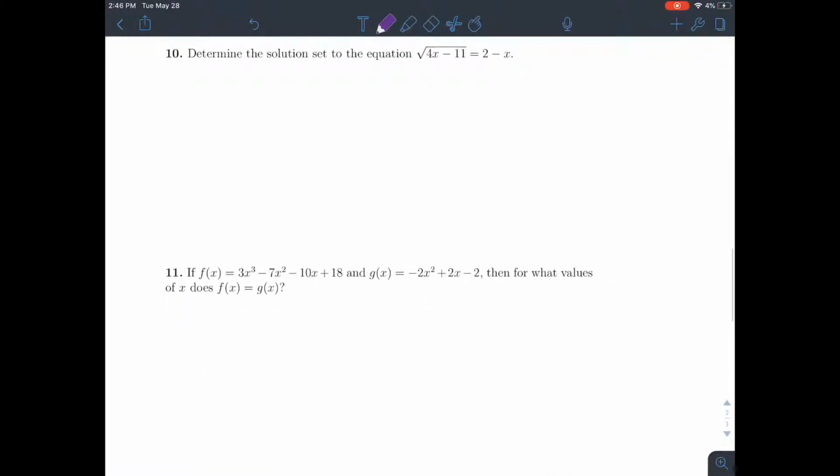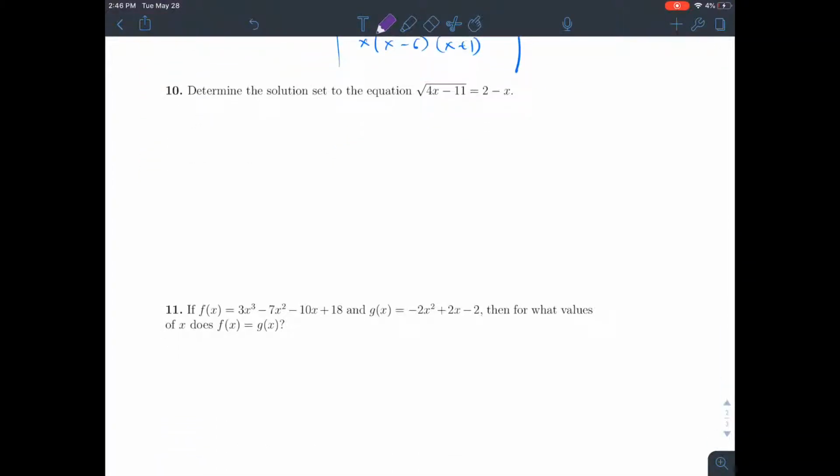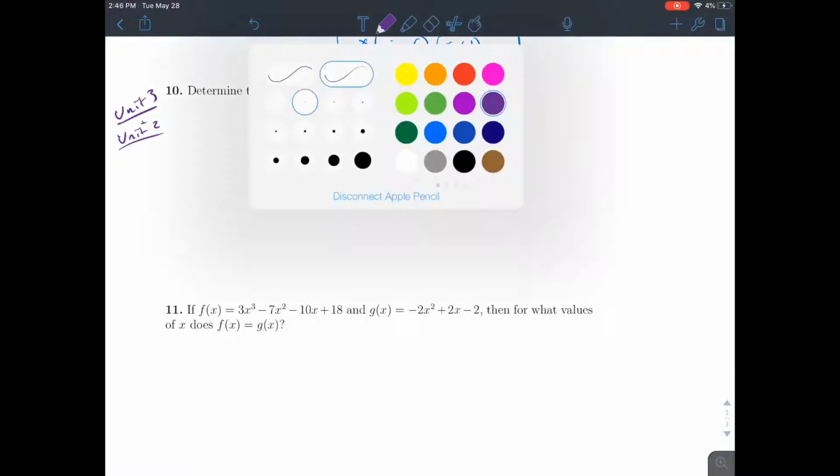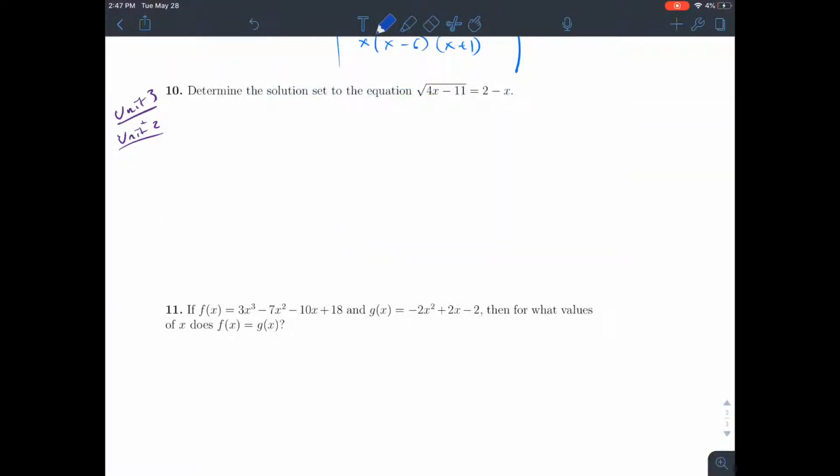All right, so this is also coming from the factoring unit, but it also involves ideas from Unit 2. So Unit 2, we talked about roots, and there's definitely a root in this problem, but I think we'll need factoring to solve this one in the end. Let's see how it comes out. So first things first here, because we have the square root isolated, we're going to square both sides. So that will give us 4x minus 11, because the square and square root cancel out, equals 2 minus x times itself, because that's what squaring means.